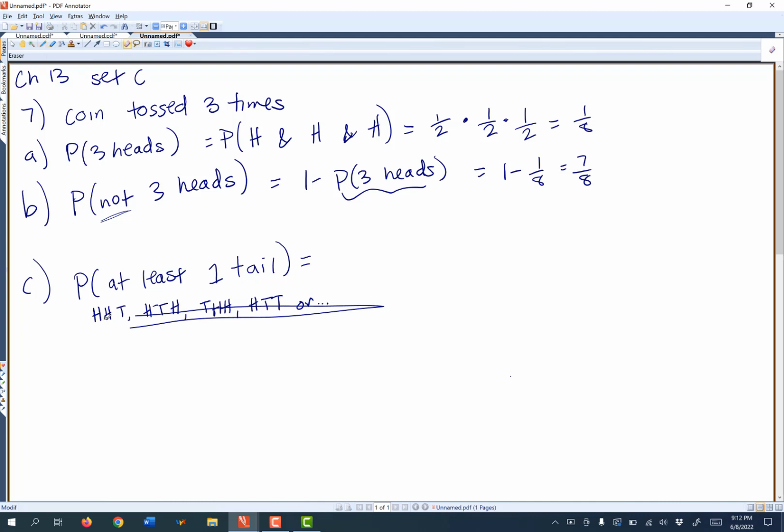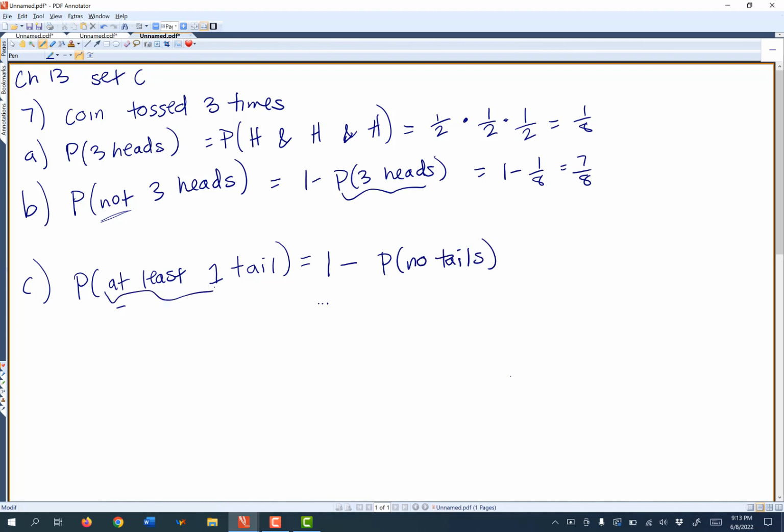Sorry, I'm having to use my bad pen today and it doesn't erase. You're going to use the complement rule. You're going to do 1 minus the probability of no tails. Every single time in probability, if you have the probability of at least 1, you're going to want to do 1 minus the probability of 0 or none. Because those are complements, it's so much easier and faster to do. So to do this, it'll be 1 minus, okay, now the probability of no tails.